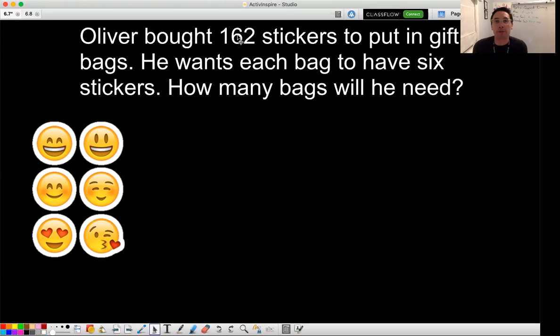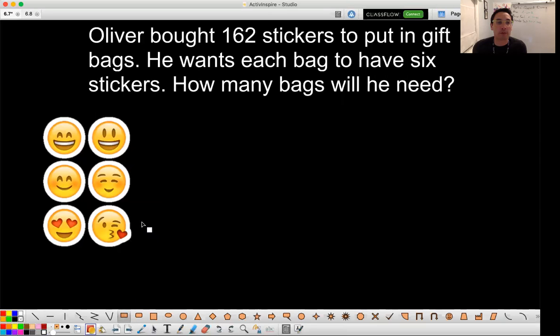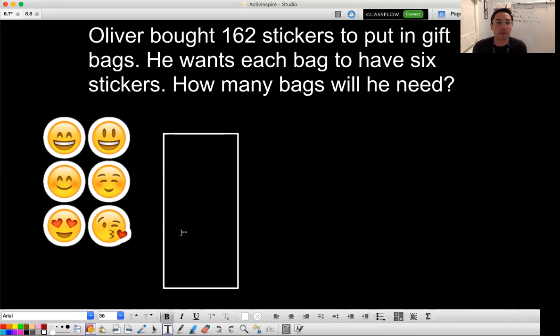Oliver bought 162 stickers to put in gift bags. He wants each bag to have 6 stickers. How many bags will he need? So we're going to set this up the same way. If you want to pause it right now so you can think about it, you can, but it's going to be the same kind of setup. What do we know? Oliver has 162 stickers. What else do we know? He wants each bag to have 6 stickers.